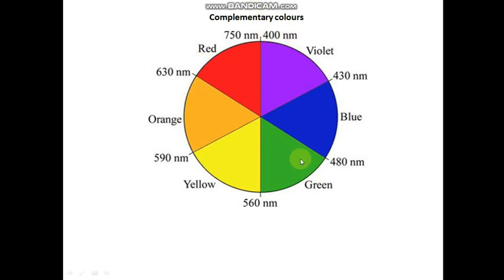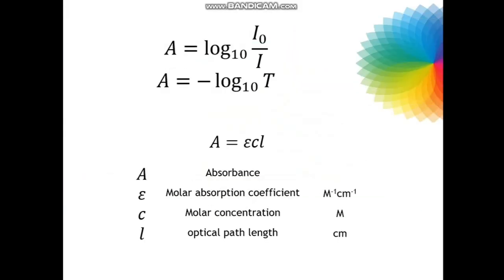This is the complementary wheel which tells you which color is absorbed and which color will be observed. The wavelength ranges are also given in this for each and every ray of the visible region. So that's about the electromagnetic spectrum. Now coming to the Beer-Lambert law. Beer-Lambert law is actually what it is.